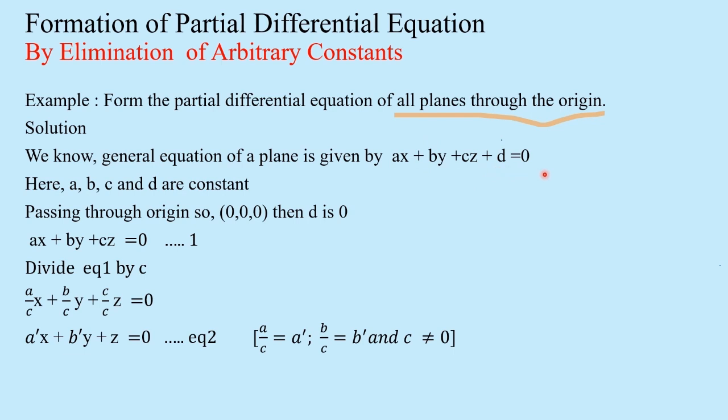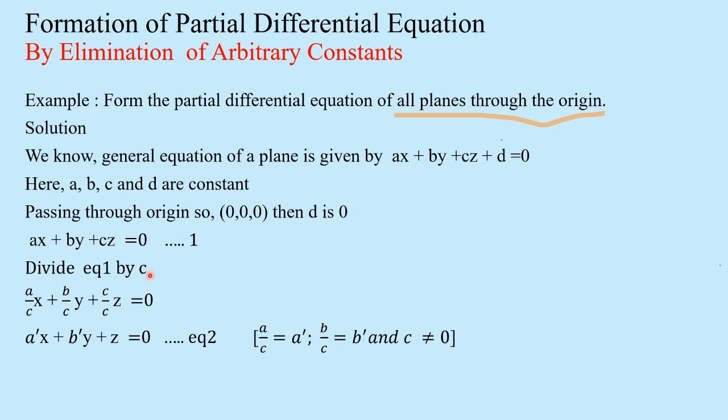Now here they have specified it passes through the origin. So 0, 0, 0, then d is 0. So the equation becomes ax plus by plus cz plus 0 is equal to 0. So we can say that ax plus by plus cz is equal to 0, and we'll consider this as equation 1. Now divide equation 1 by c.